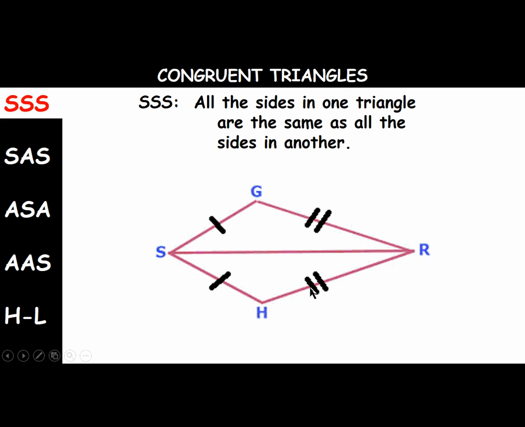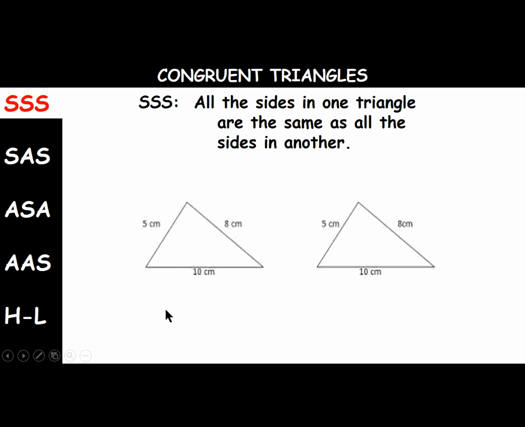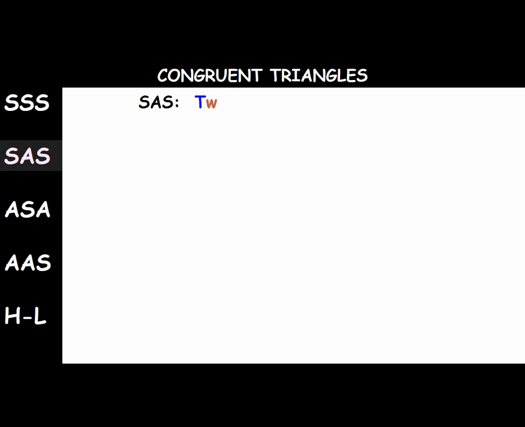Here, again, we have all 3 sides the same. The middle segment's not marked, but we know that that is congruent to itself, and it counts as a segment in both triangles. So this is still SSS. Or here we can do it with measurements. If we know the lengths of the 3 sides of a triangle in both triangles and the lengths are the same, then the triangles are congruent by SSS.